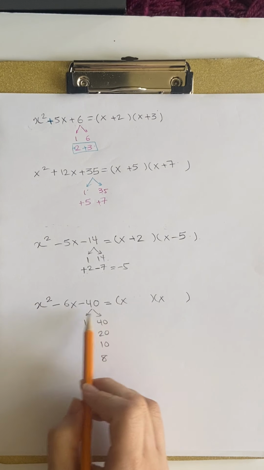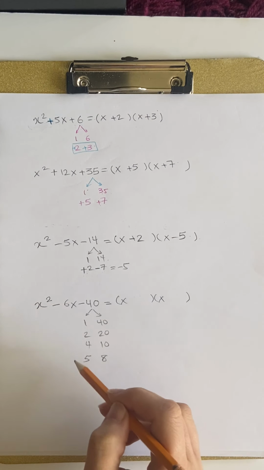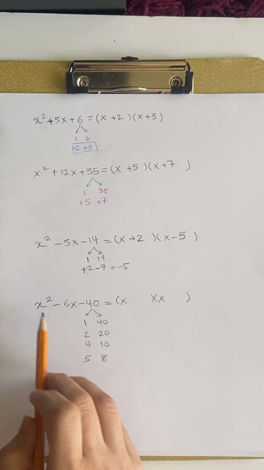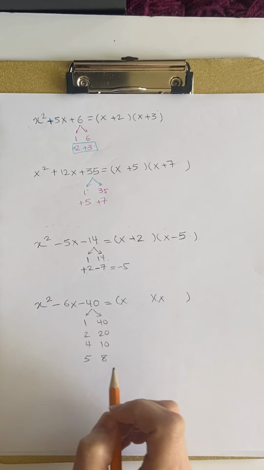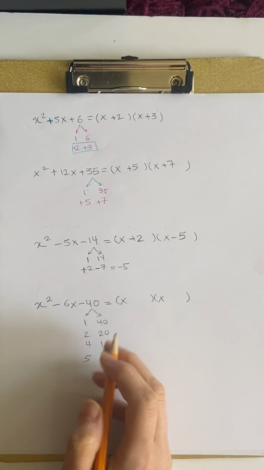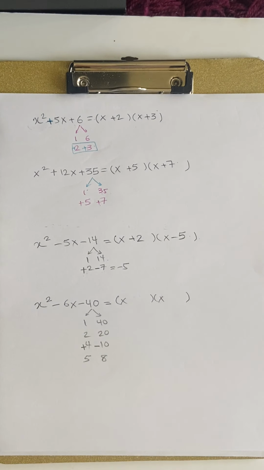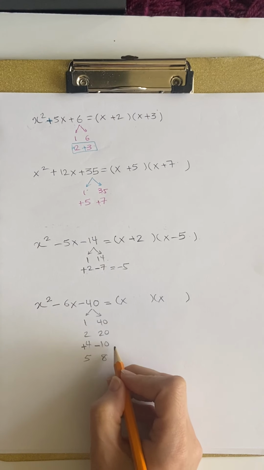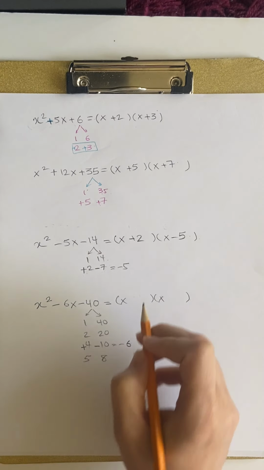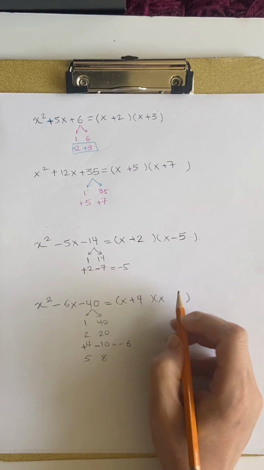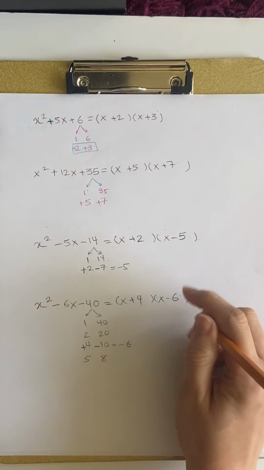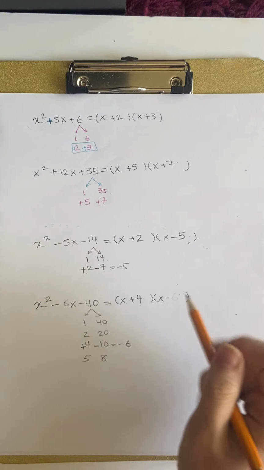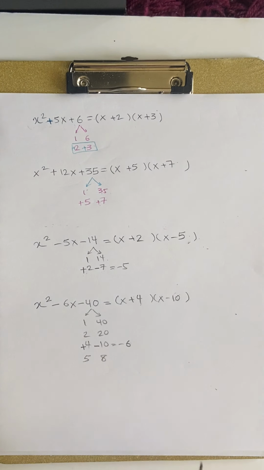First of all, since that's negative 40, one is positive, one is negative. And we have to construct a negative 6 for that. Well, how do I make that negative 6 from this? How about that? Plus 4, negative 10 gives me a negative 6. That's why it's going to be x plus 4, x minus 10. And you can always multiply back to check and make sure that that works.